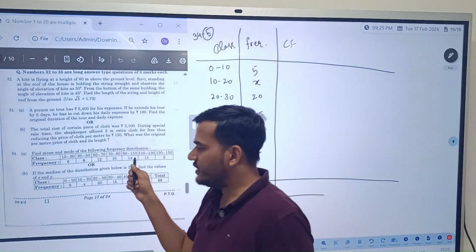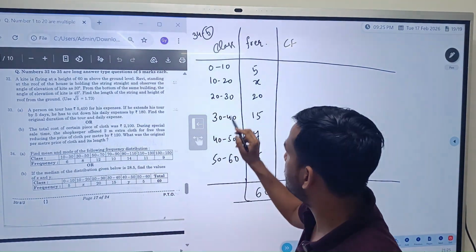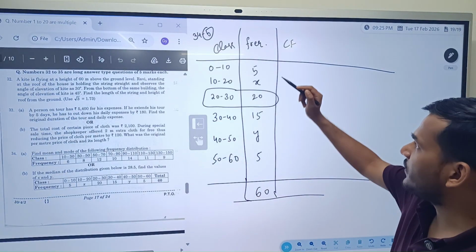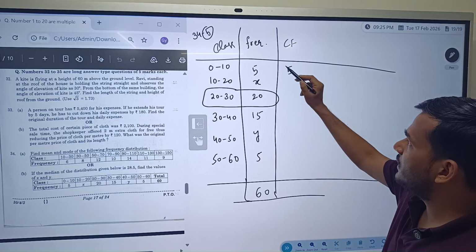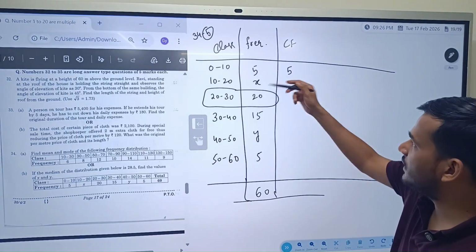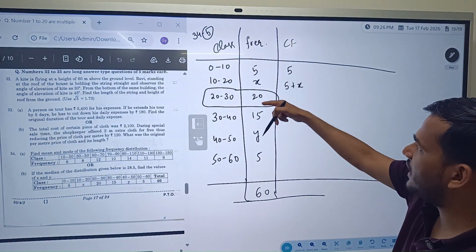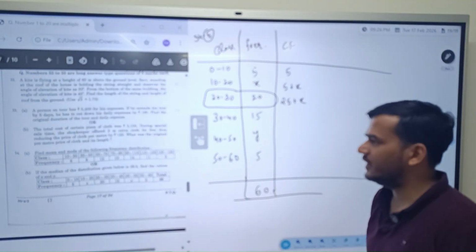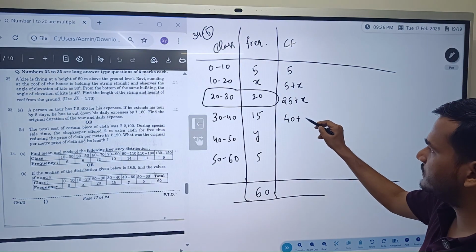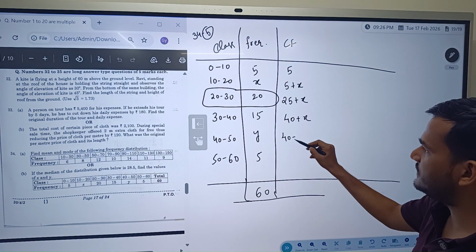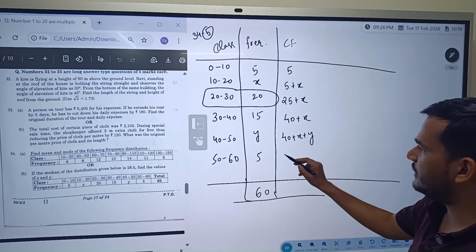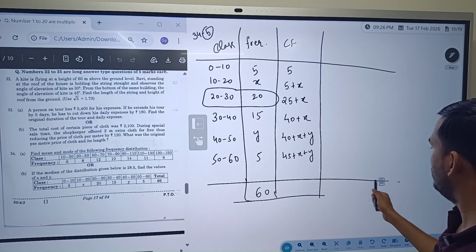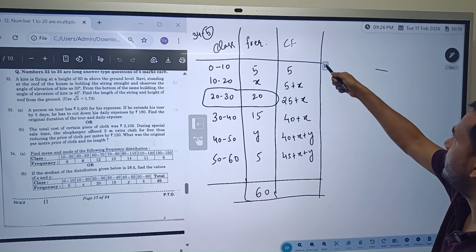And see, the median is 28.5. So 20 to 30 is our median class. Now we'll find the cumulative frequency up to this 5. After adding this, it will become 5 plus x. After adding 20, 25 plus x. After adding 15, it will become 40 plus x. After adding this, it will become 40 plus x plus y. And after adding 5, it becomes 45 plus x plus y. So this is the cumulative frequency column.